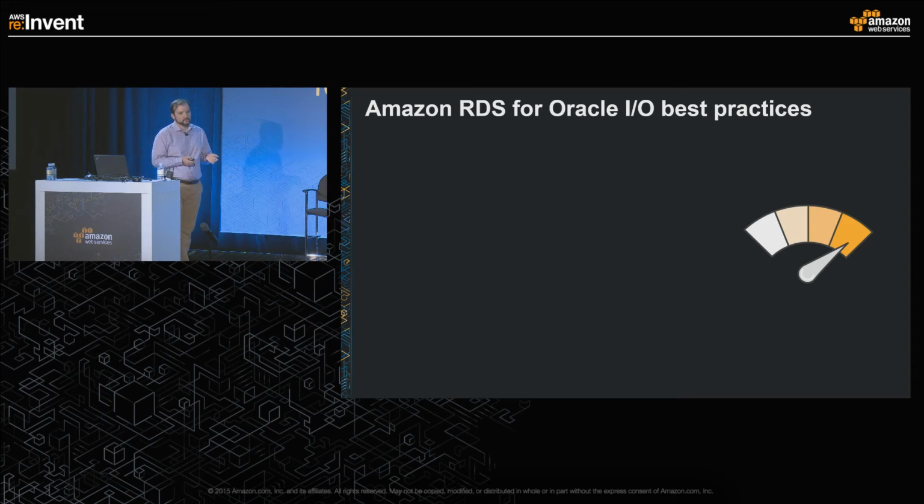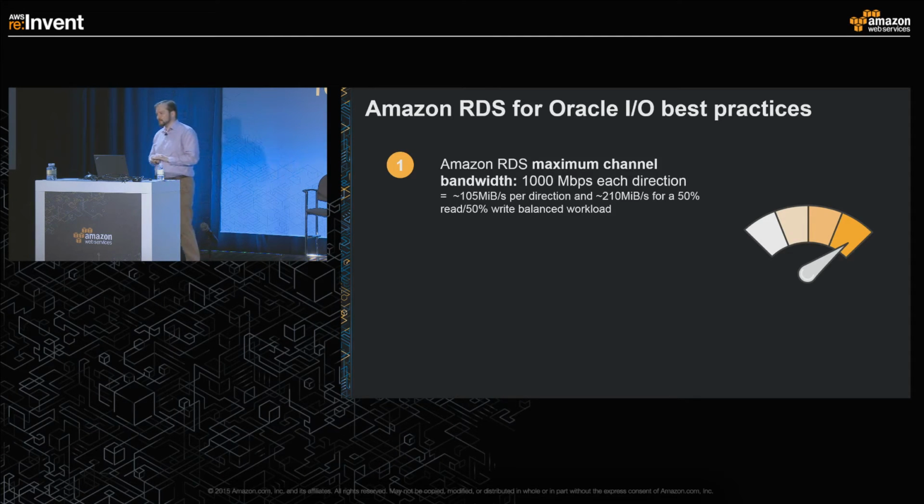What are the best practices for using or improving storage performance on Amazon RDS? The first one is realizing that you have up to 1,000 megabits per second on each of the channels, reads and writes. This is the maximum performance of Amazon RDS storage. So you get up to 105 megabits per second each direction, or total I/O performance of 210 megabits per second. The 210 applies if you have a perfectly balanced 50-50 read-write workload.